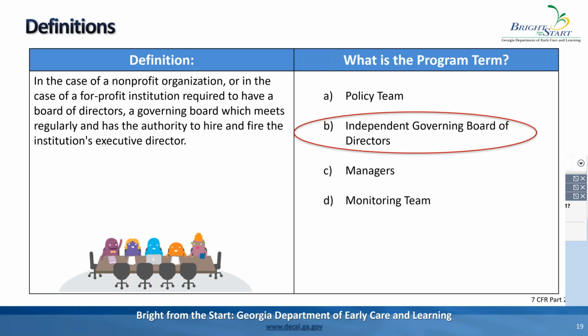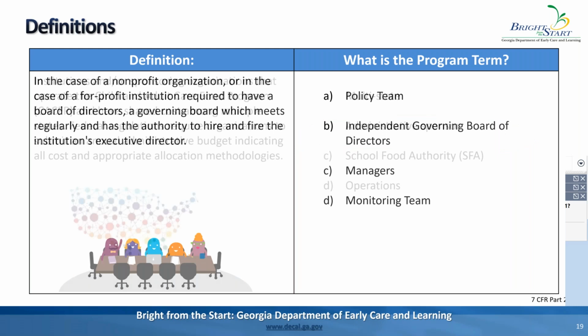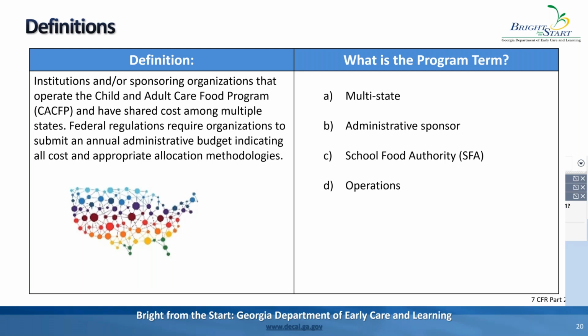This one is for the adult care food program, as these requirements were recently updated in February of 2018. In the adult care food program, for organizations that have shared costs among multiple states, federal regulations require organizations to submit an annual administrative budget indicating all costs and appropriate allocation methodologies. Is it A, multi-state, B, administrative sponsor, C, school food authority, or D, operations? Multi-state.